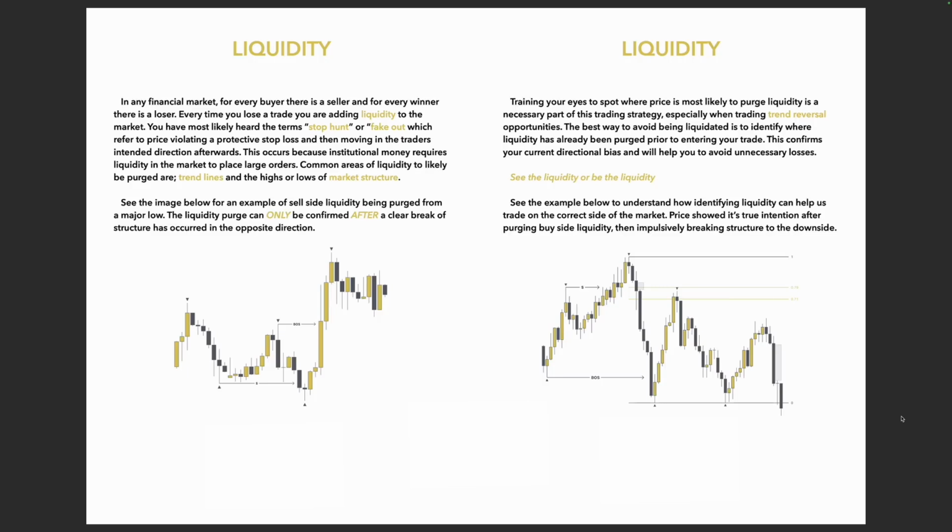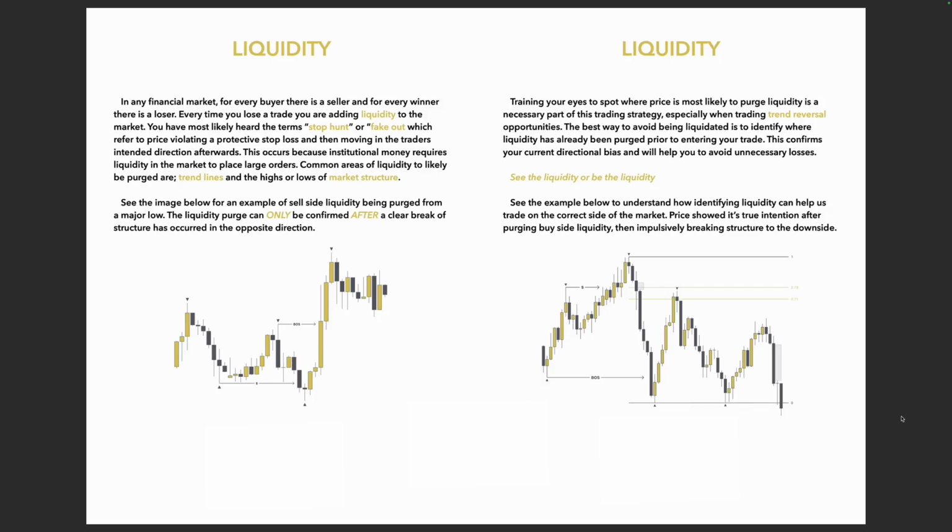The best way to avoid being liquidated is to identify where liquidity has already been purged prior to entering your trade. This confirms your current directional bias and will help you to avoid unnecessary losses. The most common phrase about liquidity is see the liquidity or be the liquidity. That means if you can't spot it, you're likely going to be part of it, which means you're going to lose and you're going to add your money into the market, which you don't want to do.